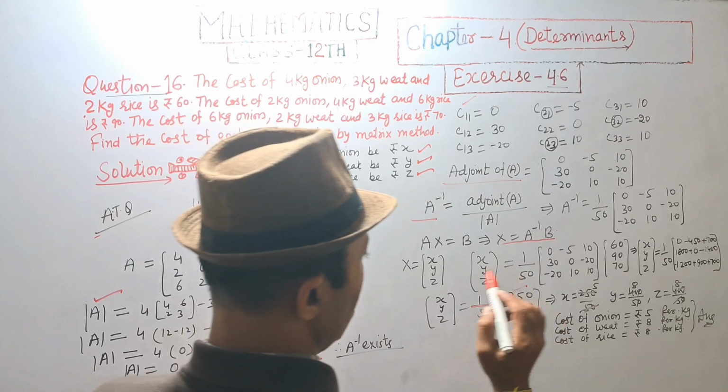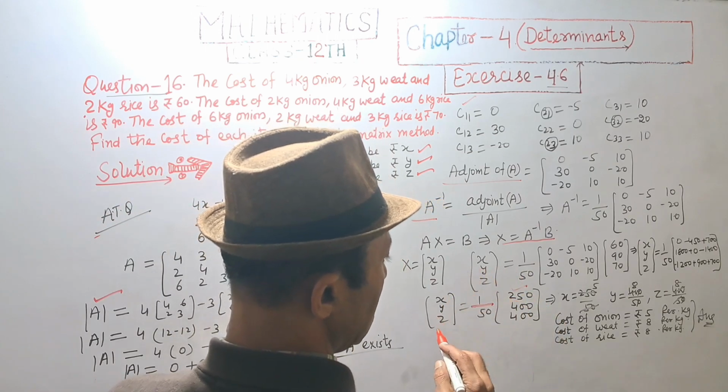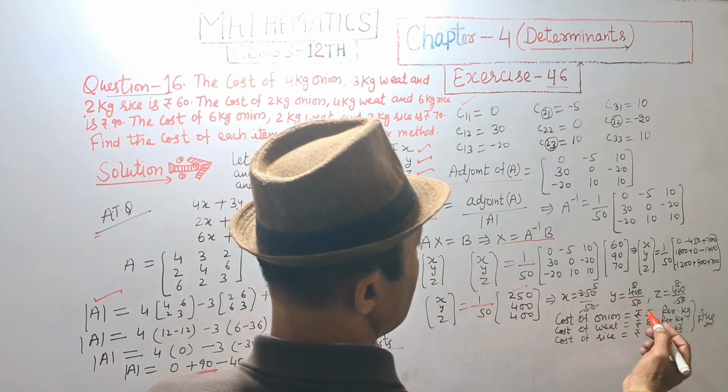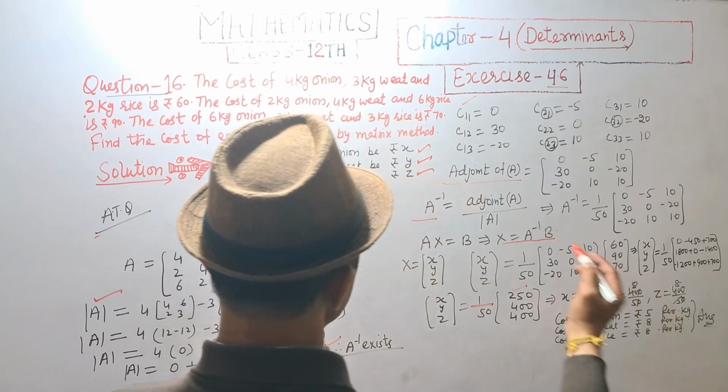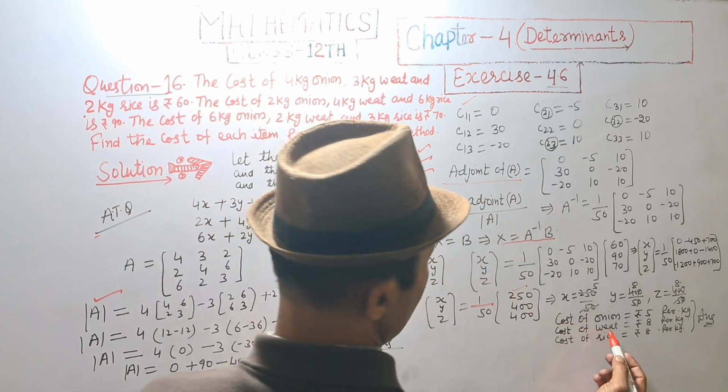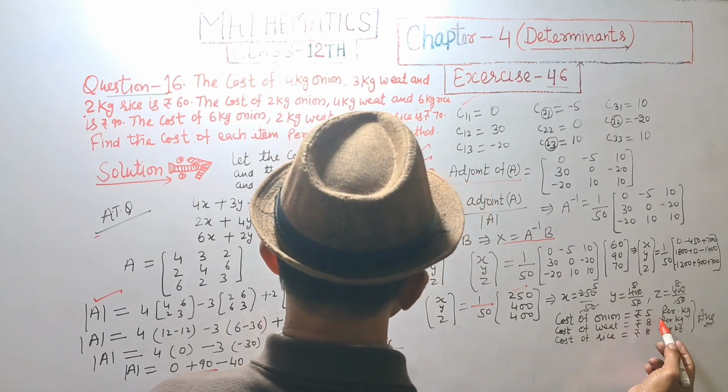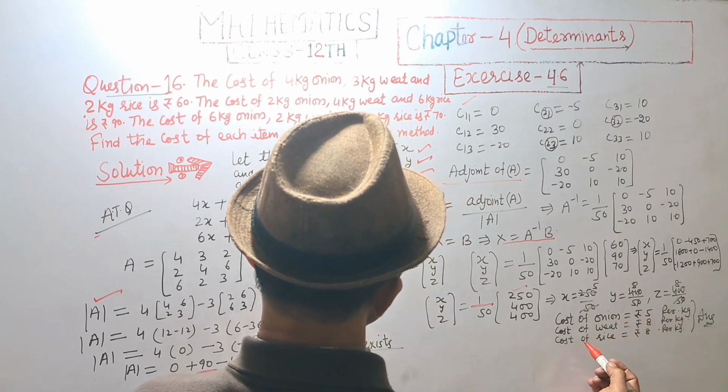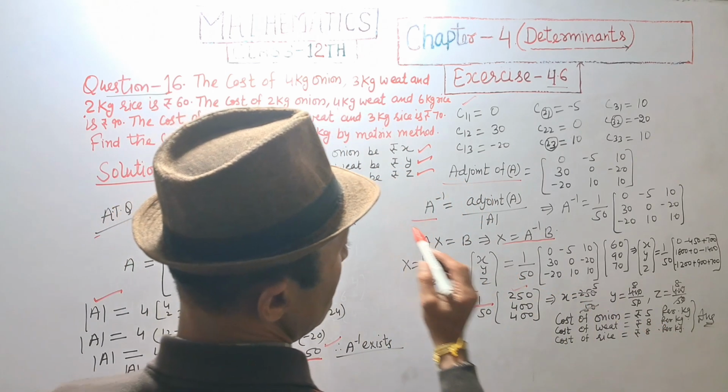We get the values of x, y, and z. So the cost of onion is equal to rupees 5 per kg, the cost of wheat is equal to rupees 8 per kg, and the cost of rice is equal to rupees 8 per kg.